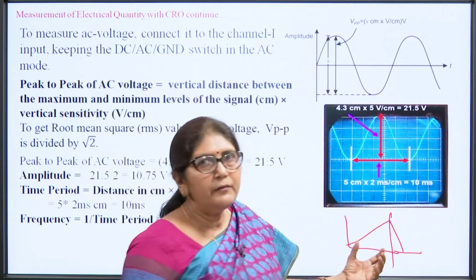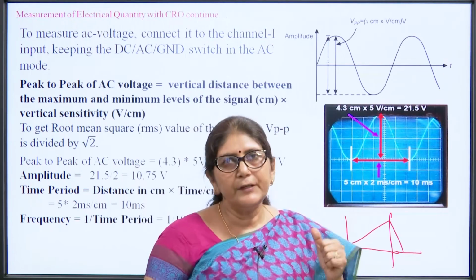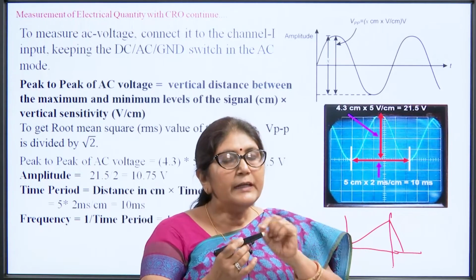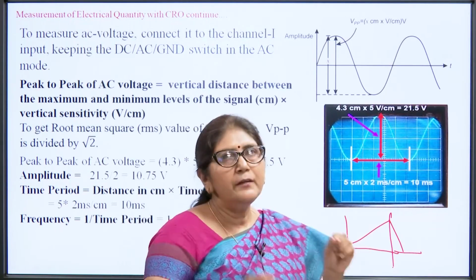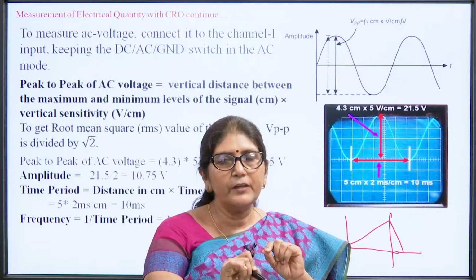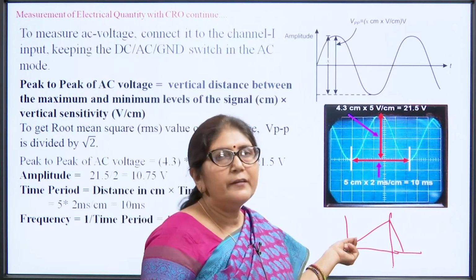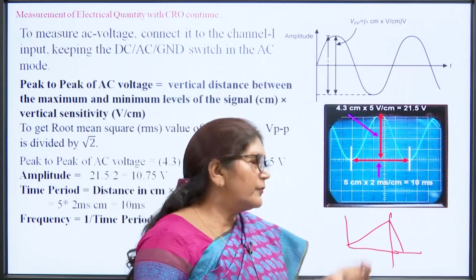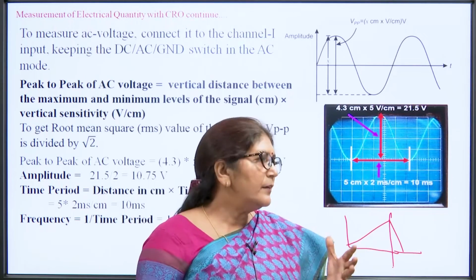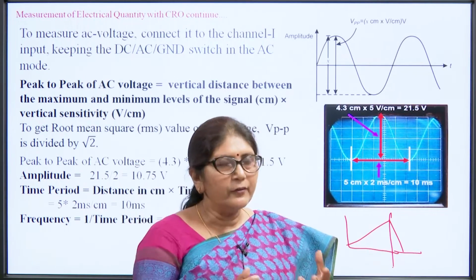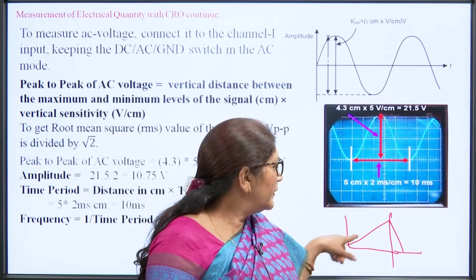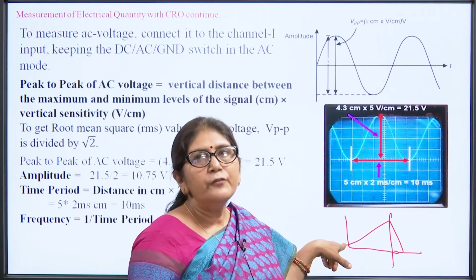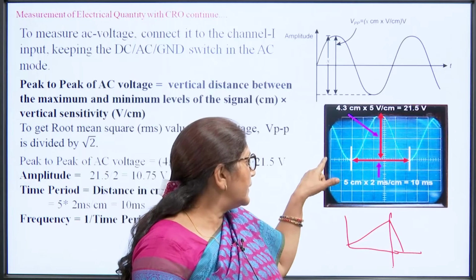So, it means when this input signal appears at the Y plate, the leading edge of that input signal synchronizes the time base generator circuit, and the time base generator circuit starts to produce a sawtooth waveform. This is known as a sawtooth waveform because its shape is like the tooth of a saw.